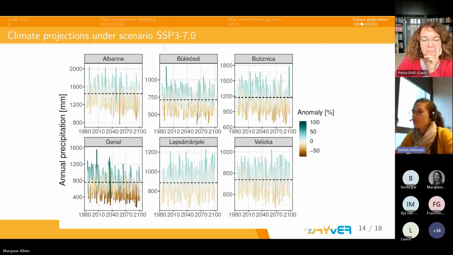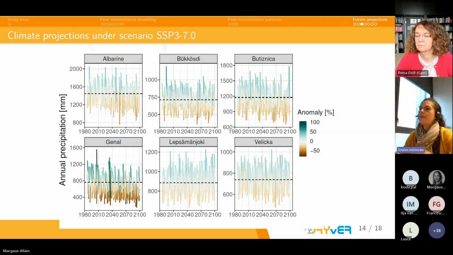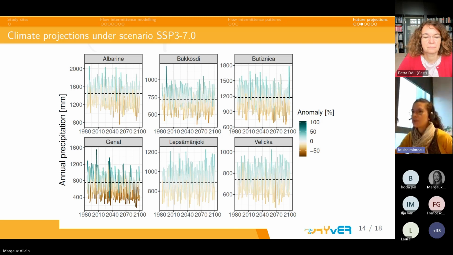Regarding precipitation, we have different trends for the 6 catchments. For the Spanish catchment, for the French catchment, and for the Hungarian catchment and Croatian catchment, we have negative trends of precipitation with decreasing precipitation through the future years. And for the Finnish catchment, we have a slight increase of precipitation. Next, please.